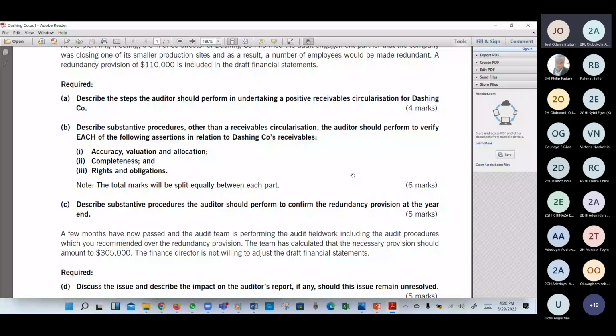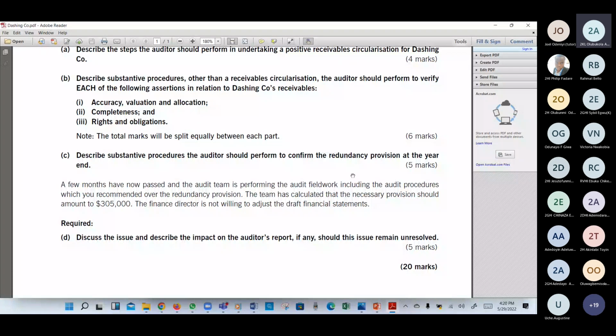Requirement C says, describe substantive procedures the auditor should perform to confirm the redundancy provision at the year end. You're going to see the redundancy provision when we read the story. And D says, discuss the issue and describe the impact on the auditor's report, if any, should the issue remain unresolved. That's for 5 marks. So in this question, you're going to get marks for discussing the issue and then describing the impact on the auditor's report and the type of opinion that will be issued. Okay, now let's look at the scenario.